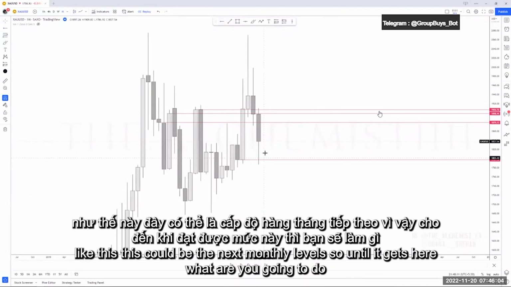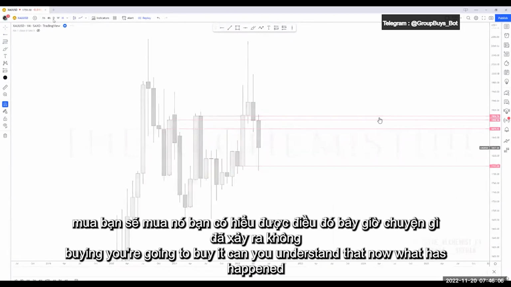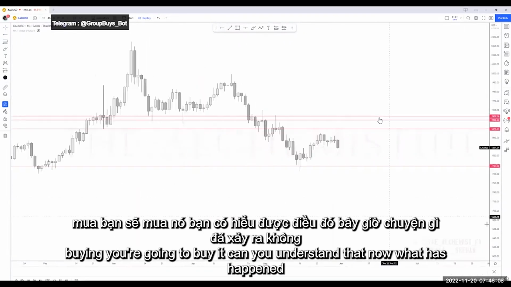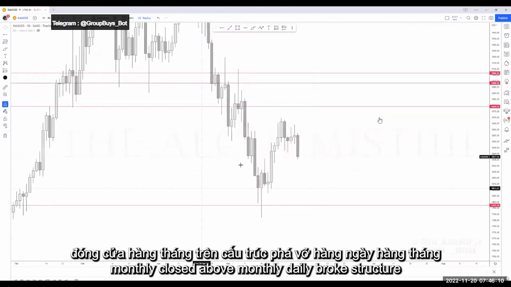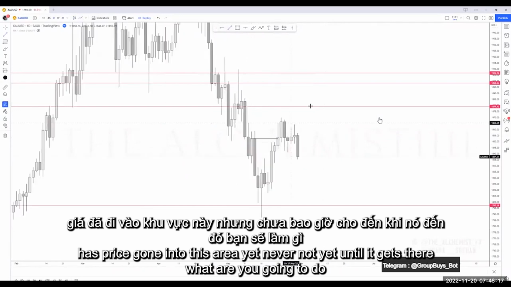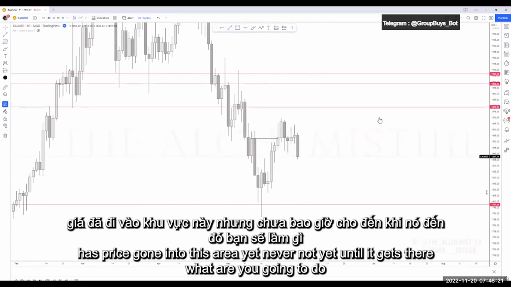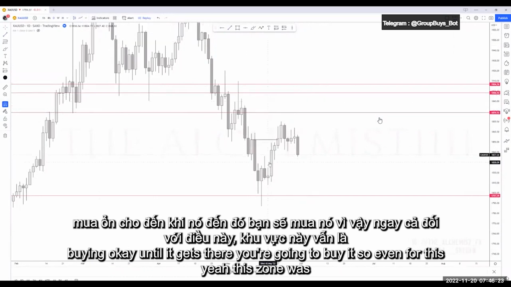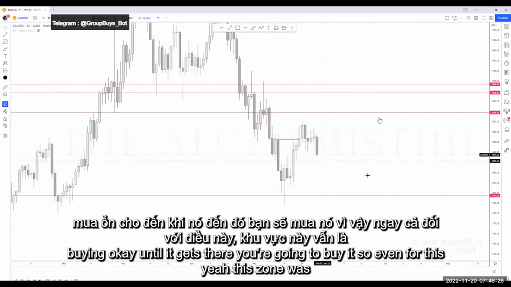So until it gets here, what are you going to do? Buying. You're going to buy it. Can you understand that? Now, what has happened? Monthly closed above monthly, daily broke structure. Has price gone into this area yet? Not yet. Until it gets there, you're going to buy it.